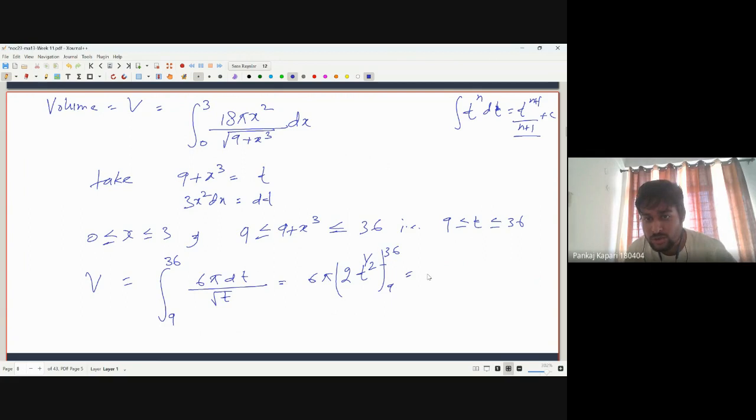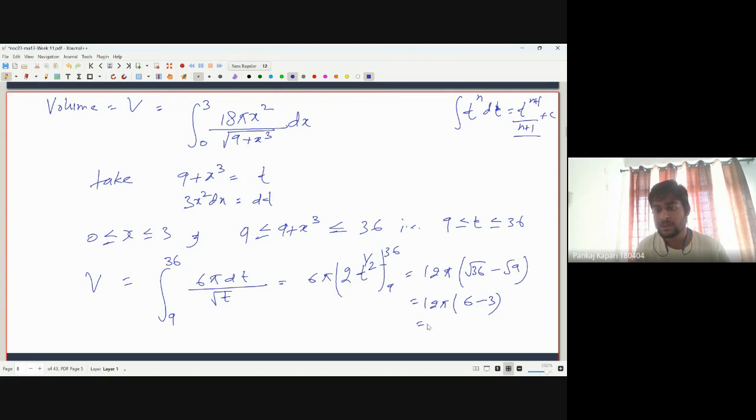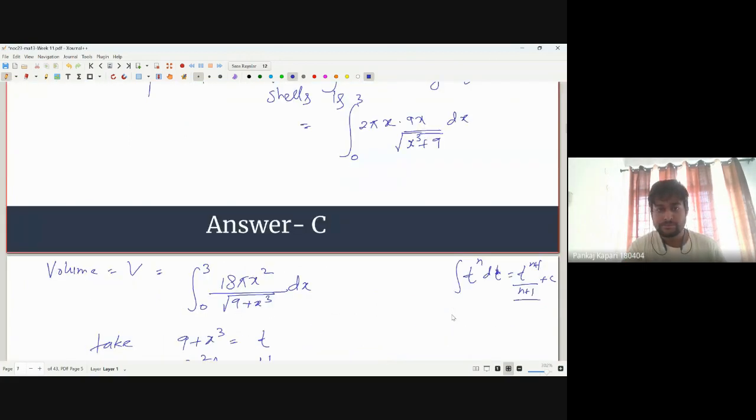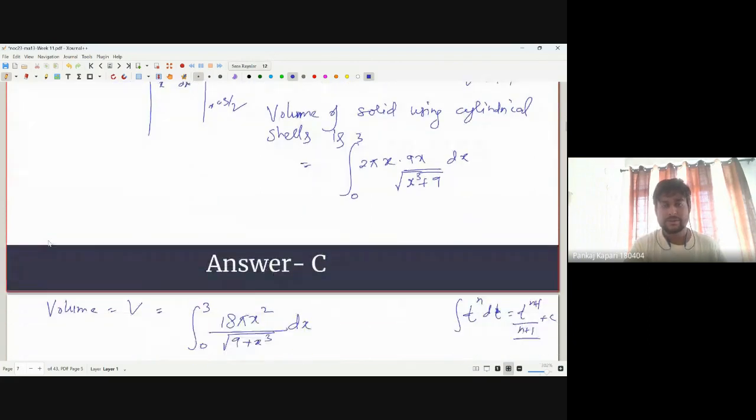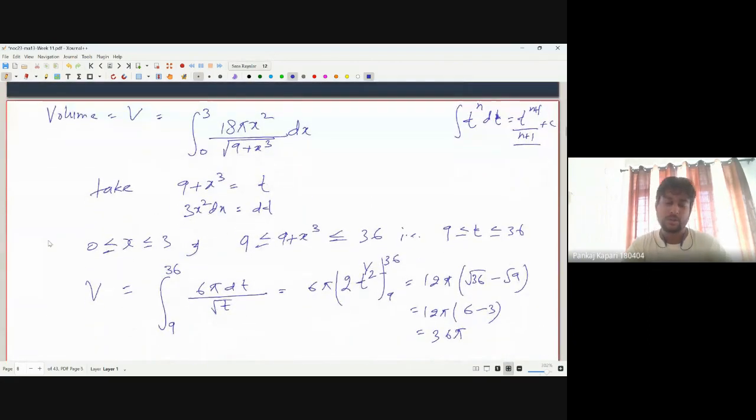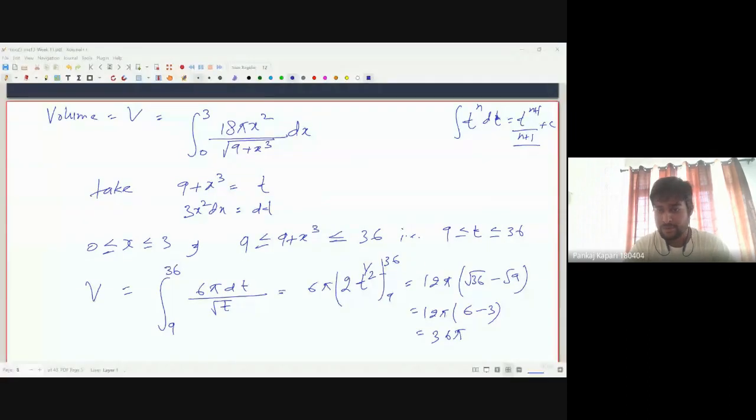So this is equal to 12 pi. In the bracket, you have the square root of 36 and then the square root of 9, so 12 pi times 6 minus 3. So this is equal to 36 pi. Okay, so the third option is correct here, 36 pi. If you have any questions, then you can ask. I'll pause for 1 minute, just wait for your question.